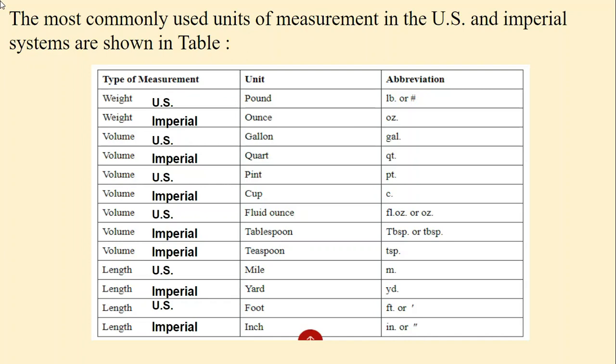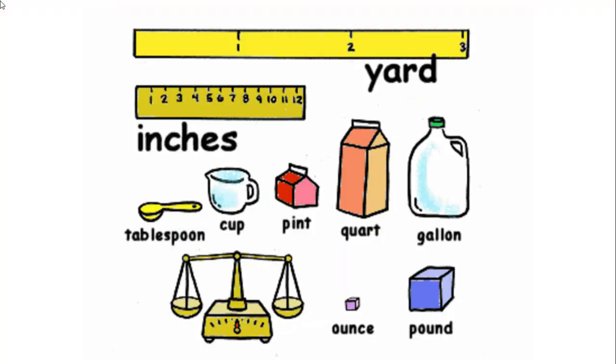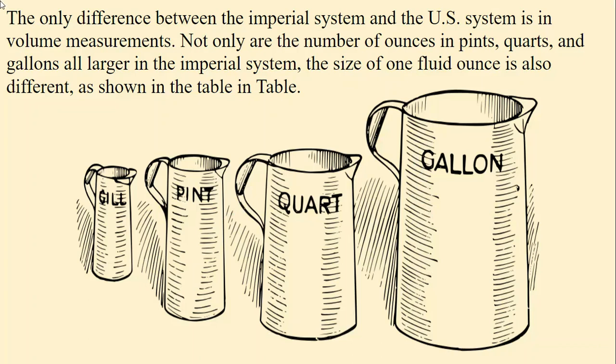Length in U.S. is mile. Length in Imperial is yard. Length in U.S. is foot, and length in Imperial is inch. These are the yard, inches, tablespoon, cup, pint, quart, gallon, ounce, and pound, the measurements used in the U.S. system and British Imperial system. The only difference between the Imperial system and the U.S. system is in volume measurements.